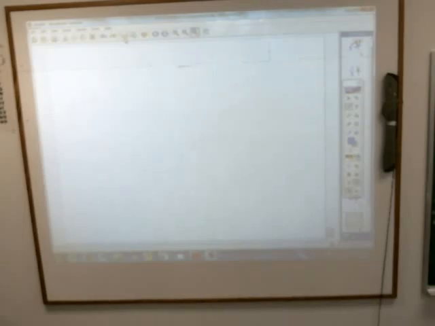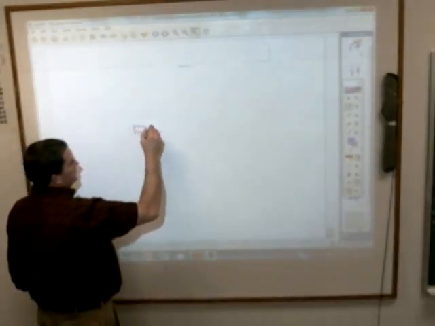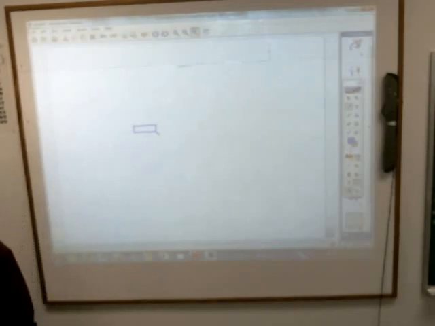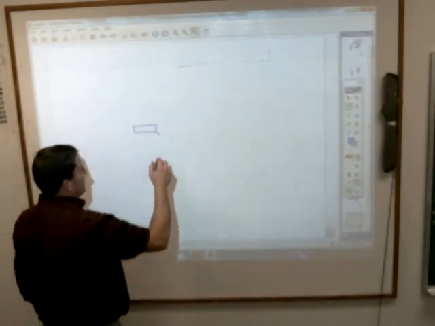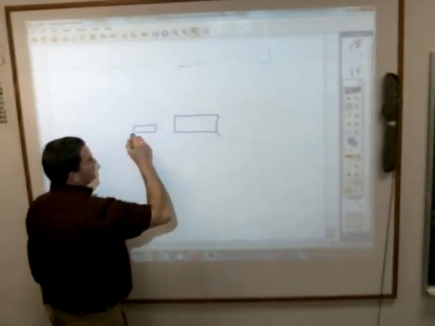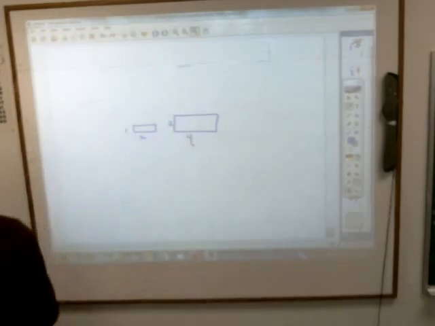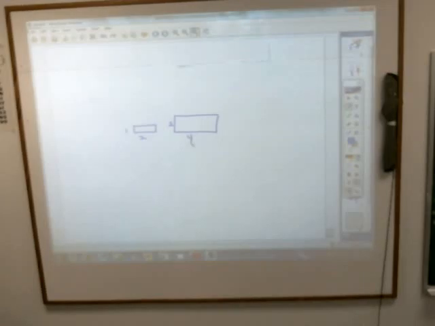What does it say? Draw 2 rectangles, one 1 centimeter by 2 centimeters. I'm just going to do it up here, you just listen. 1 centimeter by 2 centimeters, and the other one is what? 2 centimeters by 4 centimeters. This was a 1 by 2, and this was a 2 by 4. What is the scale factor then?